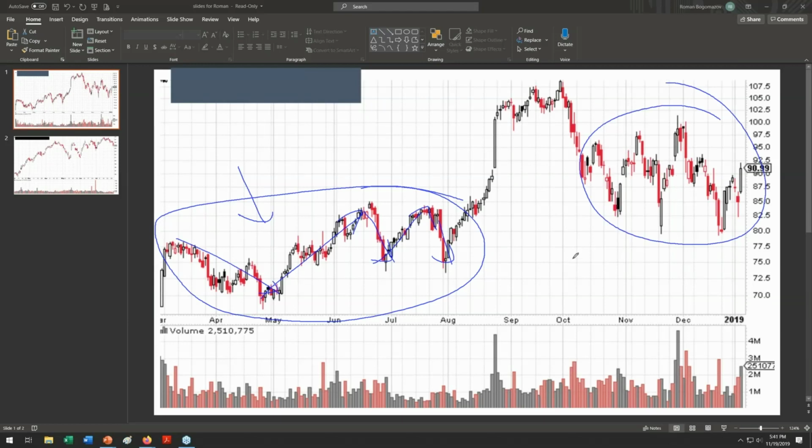I would say start your analysis with reaction to reaction first, because that will show you the supply, and then rally to rally. Then look at the overall structure and look at the long-term picture, something like that.